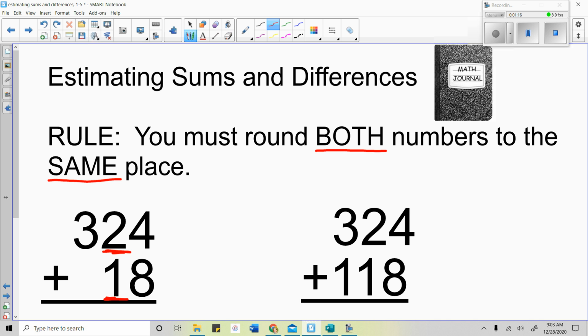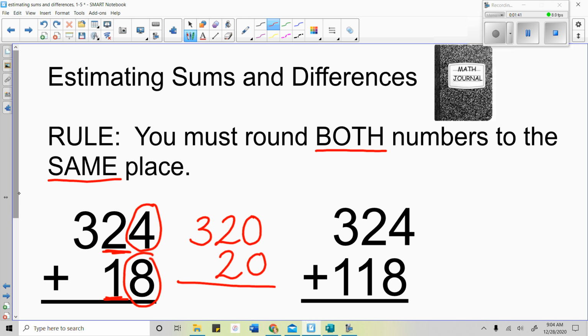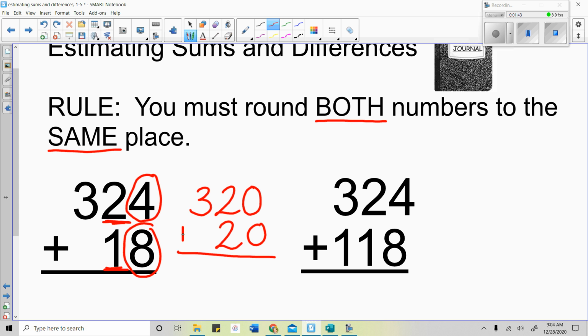So I want to underline my tens place and circle next door. Just looking at the underlining and the circling, that's going to tell me what to round to. So 24 is going to round to 20. But it's not just 20, it's going to be 320. You need to bring that 3 along for the ride. And then 18 also happens to round up to 20. Once I get those two rounded numbers, then I would add them. So that's going to be my actual estimate. I have to solve the problem with my rounded numbers, and my estimate would be 340.